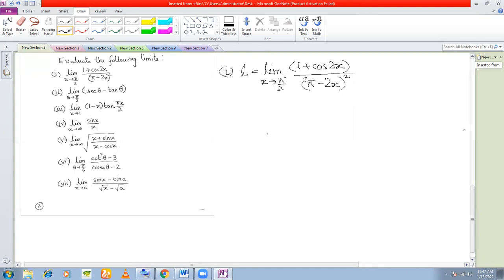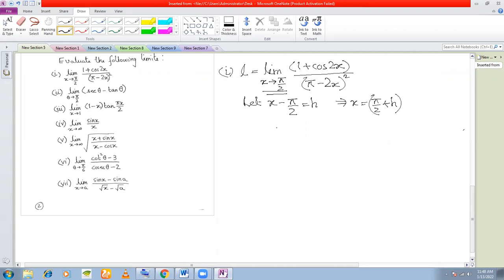So normally when you get x tending to something which is a non-zero value, here x tends to pi by 2, normally what we do here is we say let x minus pi by 2 equal h. This is the normal substitution that we do. Whenever you see x tending to some non-zero value, you take x minus that non-zero value equal to h. So that means you get x equal to pi by 2 plus h. This substitution will actually help you evaluate the limit very easily. Okay.